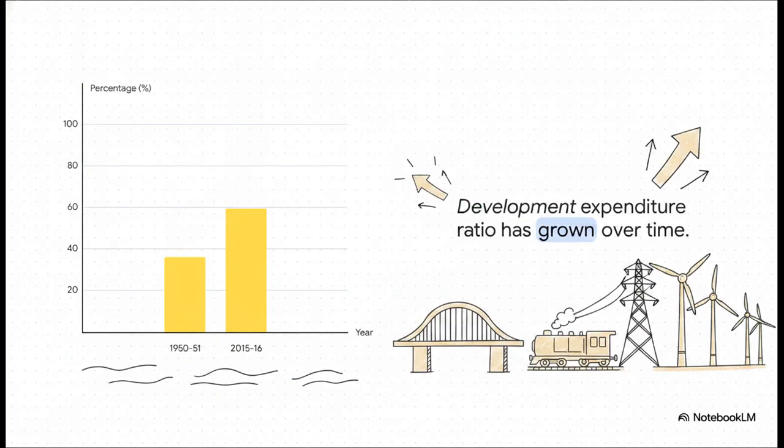But here's the catch. Governments aren't just spending more overall. They are fundamentally shifting how they spend it. Back in 1950, development expenditure was about 36% of total expenditure in India. By 2015, it had jumped to nearly 60%. Governments are clearly giving a much higher priority to active development, building the infrastructure of the future, things like roads, railways, and energy production, rather than just maintaining the status quo.